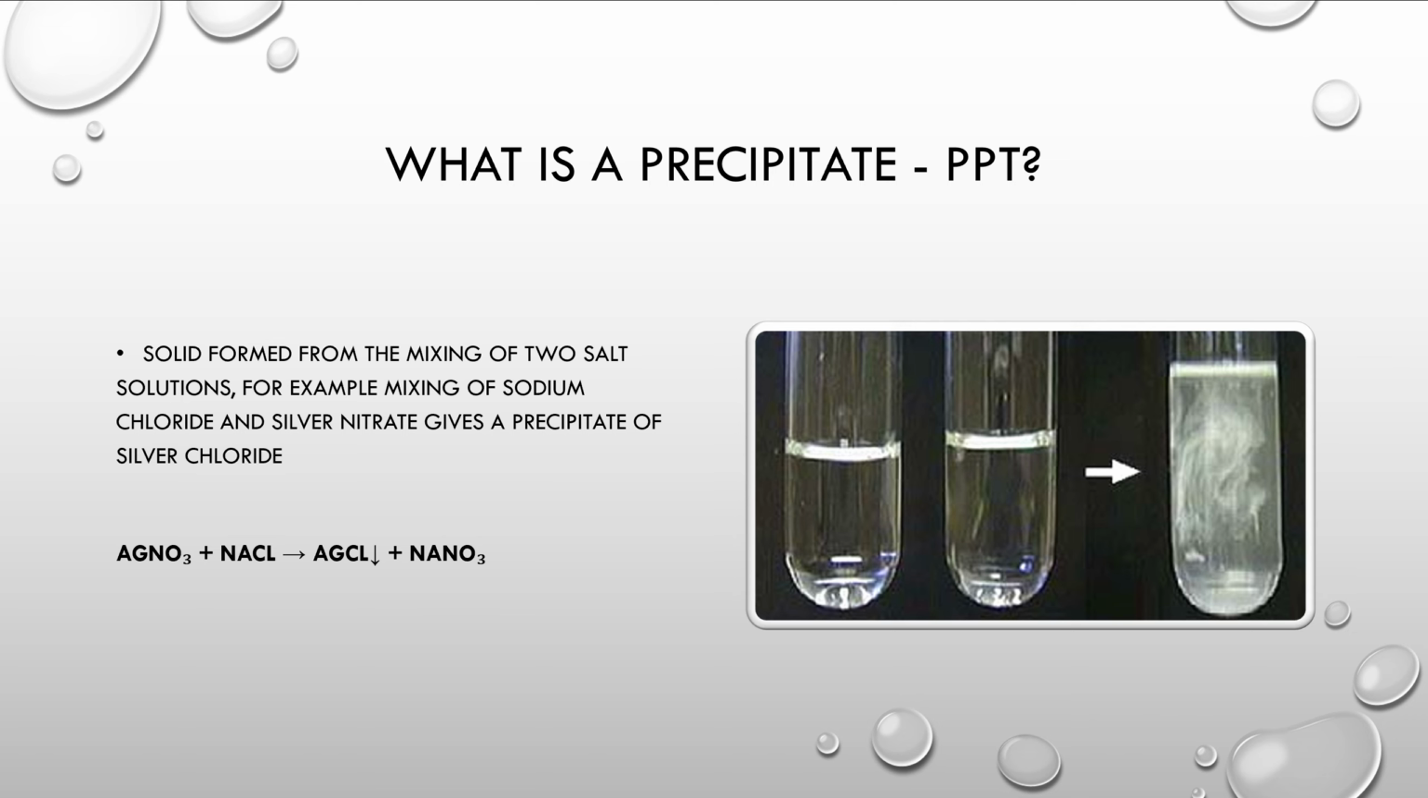Now, a term we need to familiarize ourselves with is a precipitate. A precipitate is a solid formed from the mixing of two salt solutions. If you look at these two salt solutions, they're clear and absolutely see-through. When you mix them together, a white solid is formed. This white solid is called a precipitate. For example, if you mix aqueous silver nitrate with aqueous sodium chloride, silver chloride, which is insoluble in water, becomes a solid precipitate formed, while sodium nitrate is aqueous and is soluble in water.